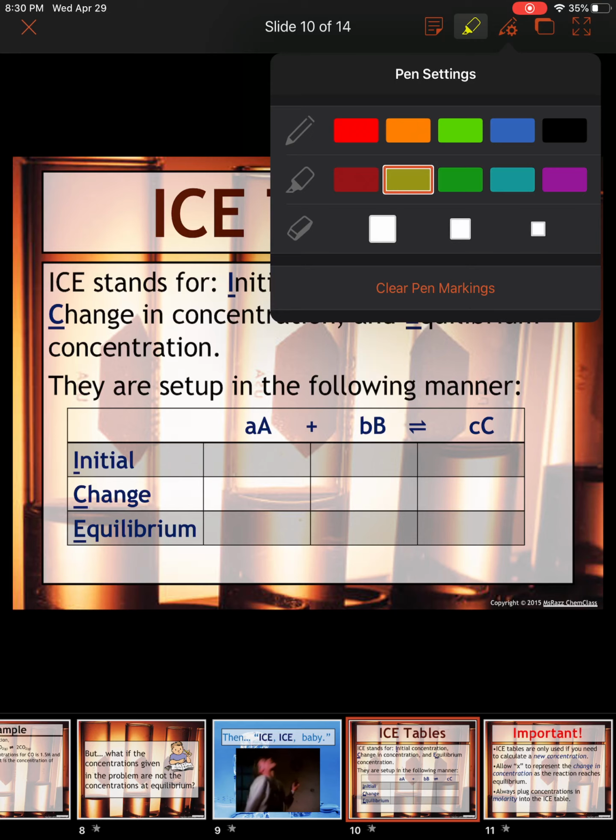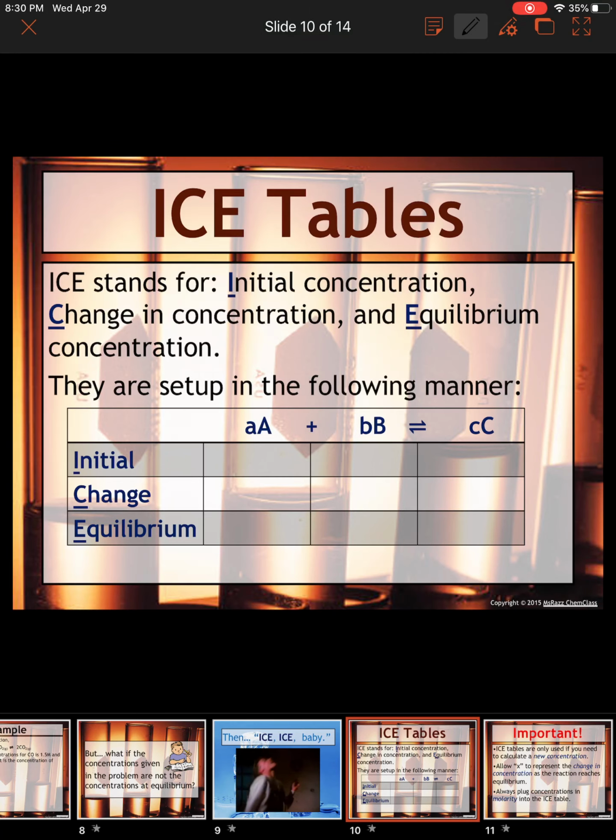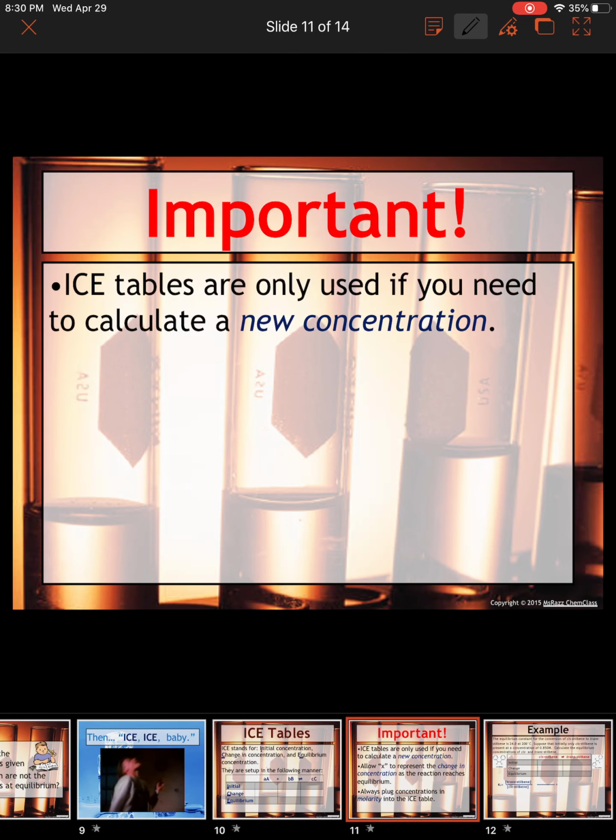So sometimes I like to add just one extra variable. So instead of ICE tables, if I add an R, they become RICE tables because we love our rice. Okay, so we have our reaction and then our initial, change, and equilibrium concentrations. Okay, so this looks good here, but now let's put it into practice.